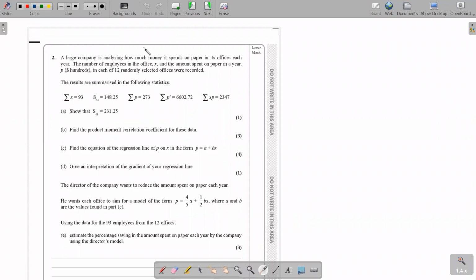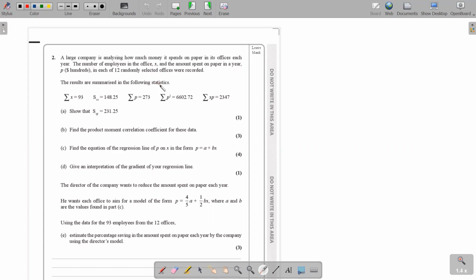Okay, question number 2. A large company is analyzing how much money it spends on paper in its offices each year. The number of employees in the office, X, and the amount spent on paper in a year, P, in hundreds of dollars, in each of 12 randomly selected offices were recorded. It's really important that you keep track of the units. P is coded for hundreds of dollars.